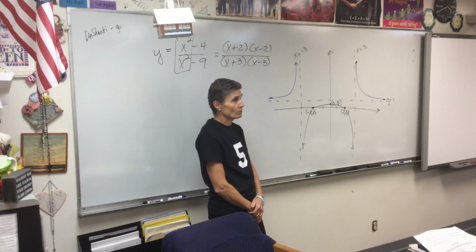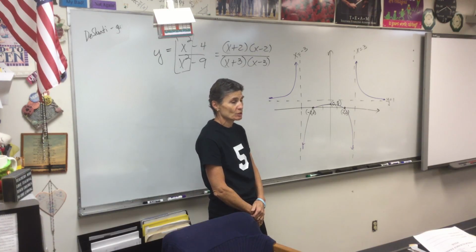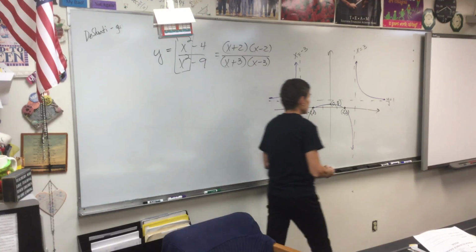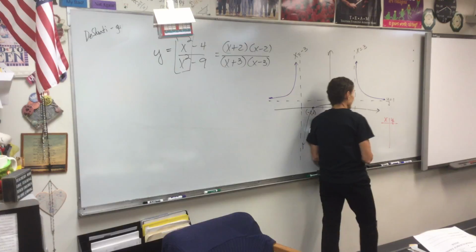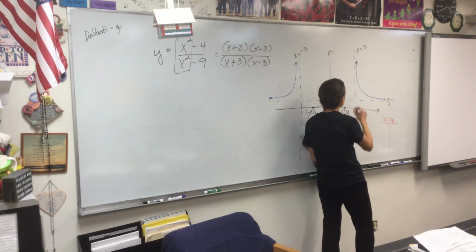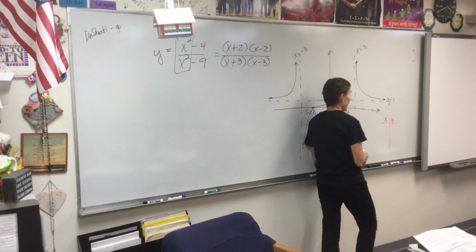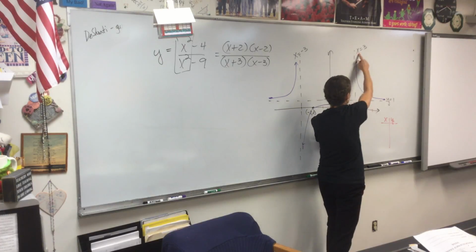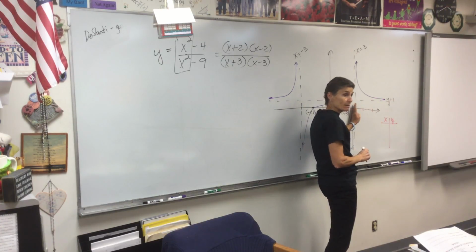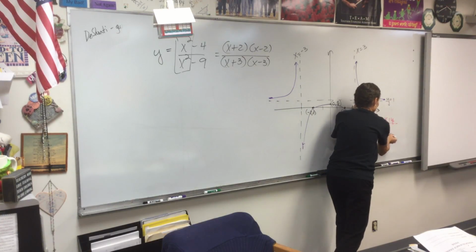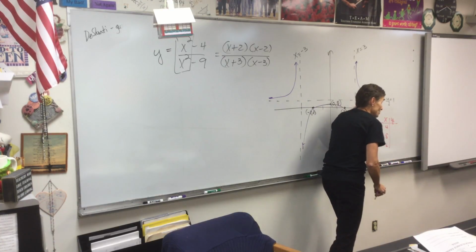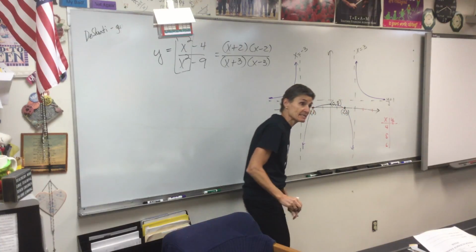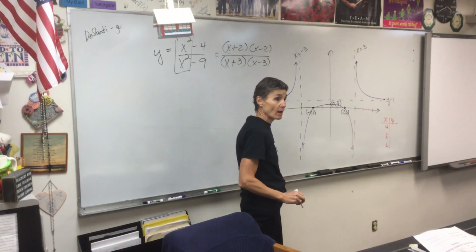Some of you are thinking, oh, Miss Ford, I don't get it. That's too much for me. Then I want you to set up a T-chart, and I want you to plot some points. Now, which points would you plot? Well, they'd have to be bigger than 3. So maybe you would plot 4, 5, and 6, and 7, 8, 9 if you need to. You plot as many points as it takes for you to figure out what shape it is.